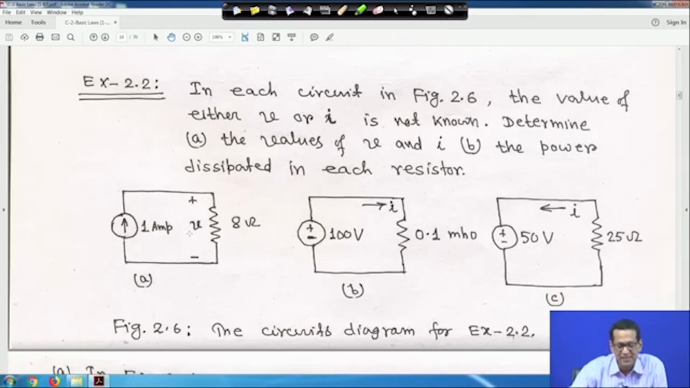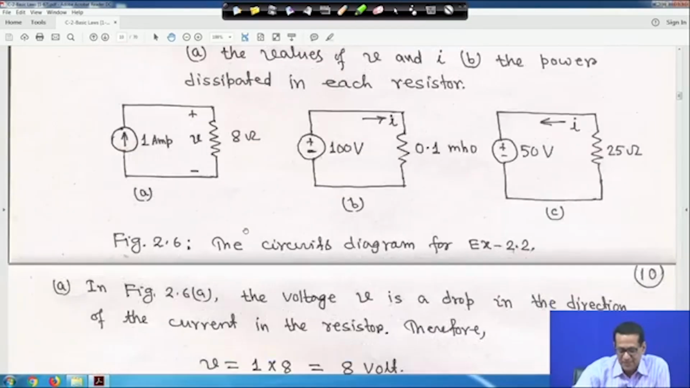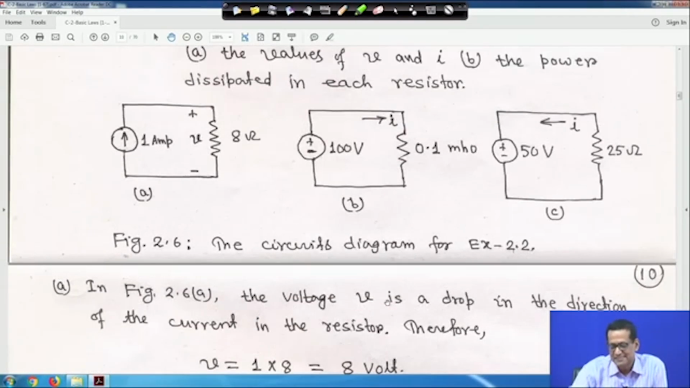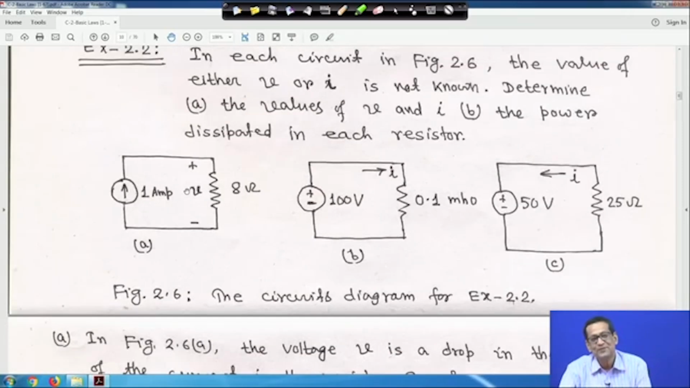So, V is equal to IR. I is 1 ampere and R is equal to 8 ohm, so V is equal to 8 volt. The current is entering into the positive terminal, that is, flowing from higher potential to lower potential, so it will be positive. So V is equal to IR, that is 1 into 8, so V is 8 volt. I hope it is understandable to you, as it is a simple thing.